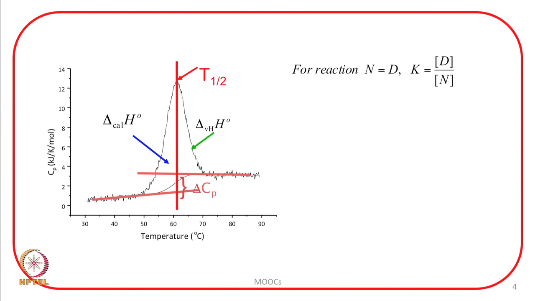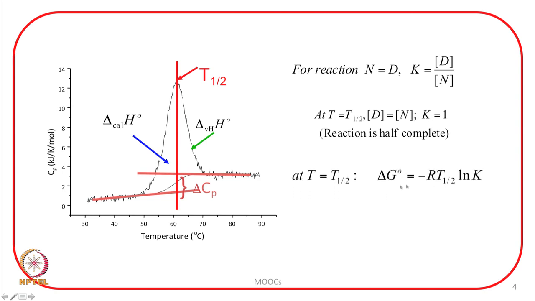What I discussed was, for this expression we just derived or discussed, that K will be equal to 1, and then delta G naught, which is minus RT log K, delta G naught is 0. So, for such a reaction which is two state, we can immediately say that at the temperature where the transition is half complete, delta G naught is 0.